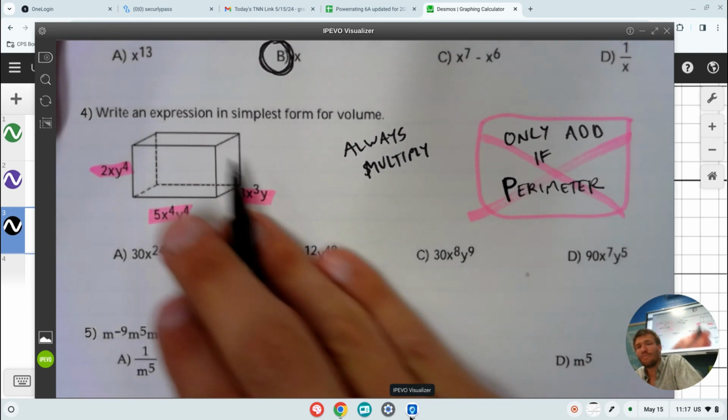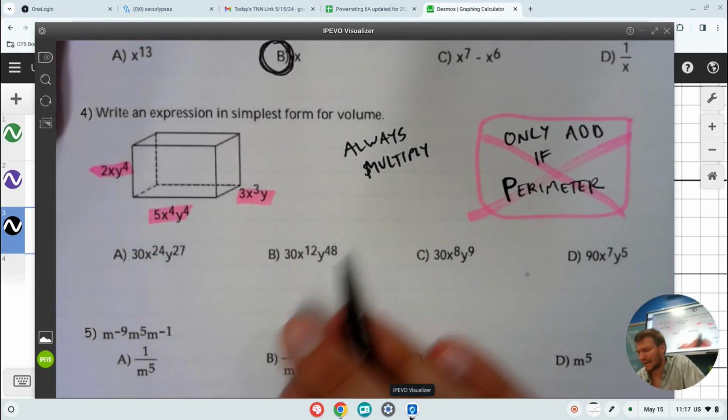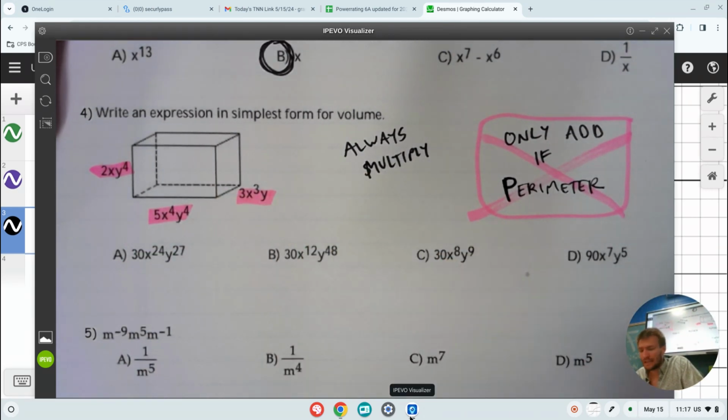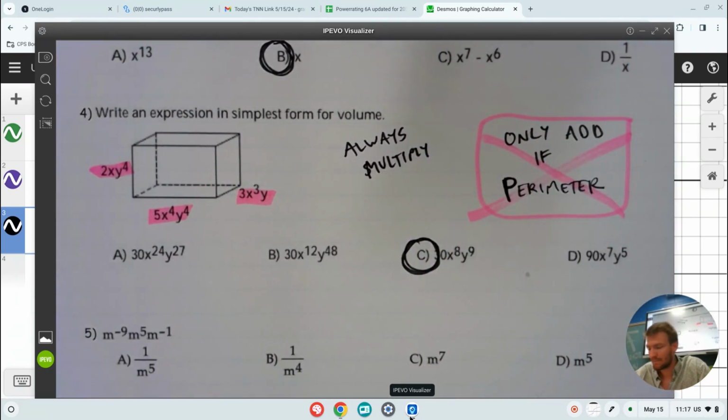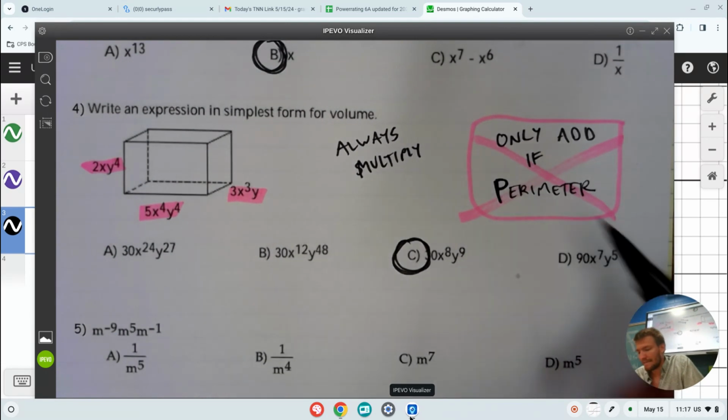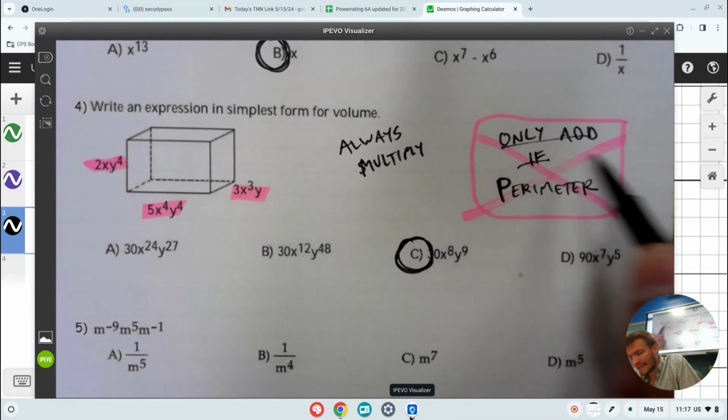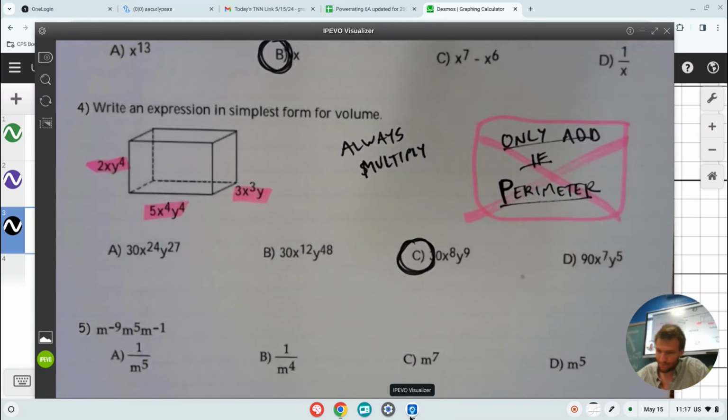Even though it's, oh my God, a rectangle question. Oh my God, it says volume. It's not really that hard. It's not stepping it up. Just always multiply things. Only add if it says perimeter.